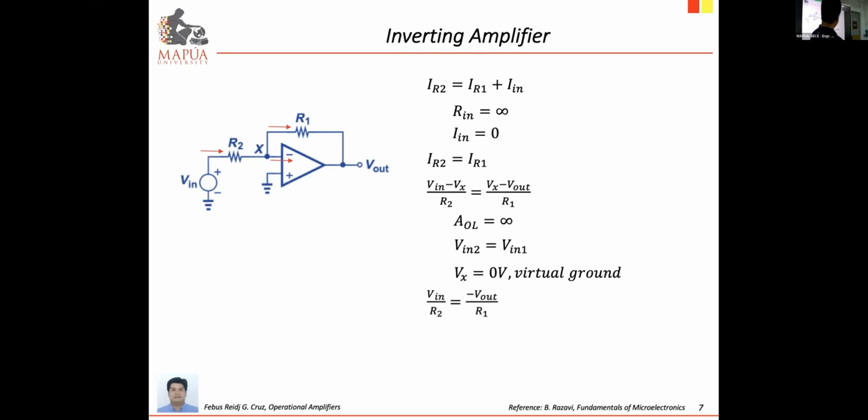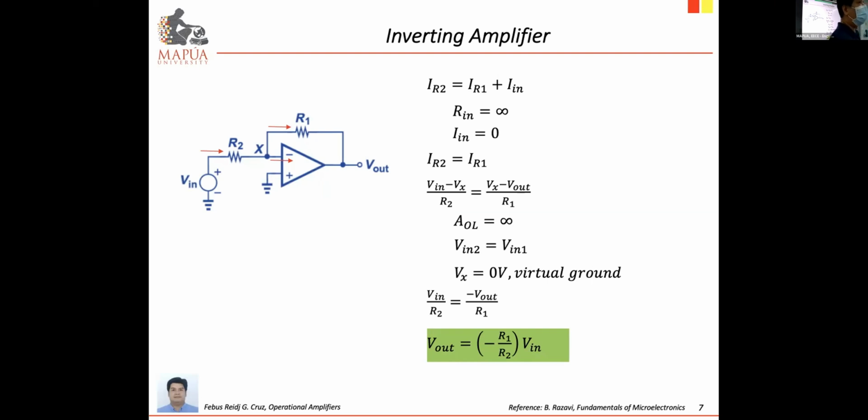All right. So applying Vx equal to 0, then we have this equation. V in over R2 equals negative V out over R1. And so the transfer equation equals negative of the ratio of feedback resistor, resistor connecting V out and negative input, divided by the input resistor R2, right? Multiplied by the input voltage.